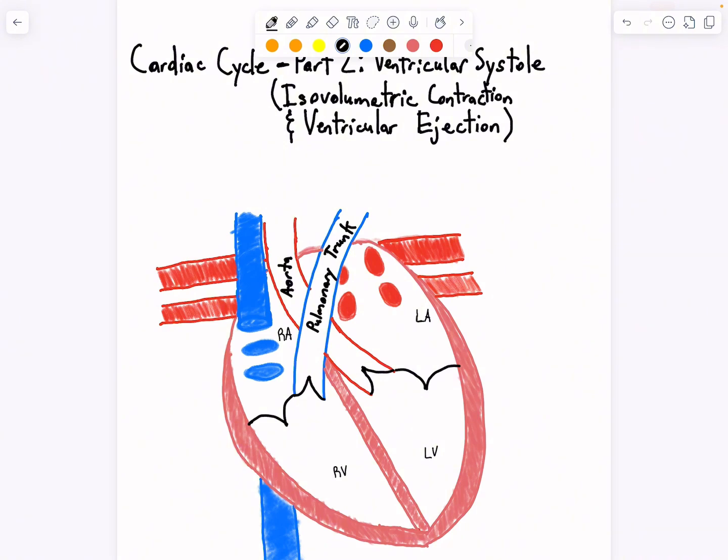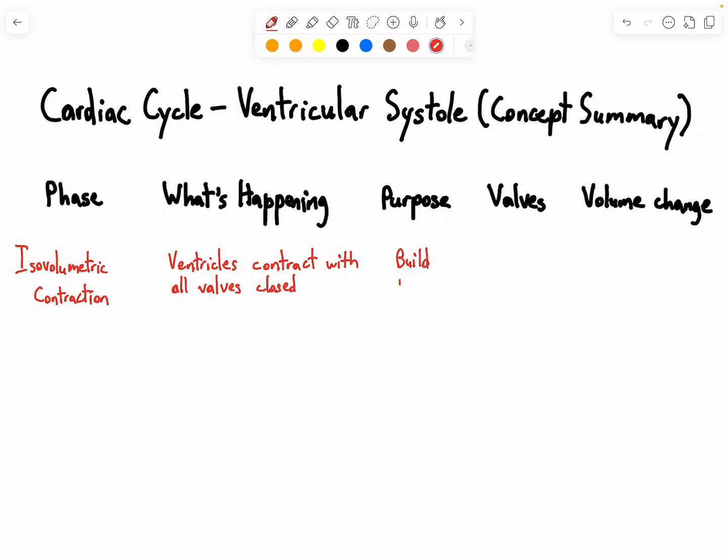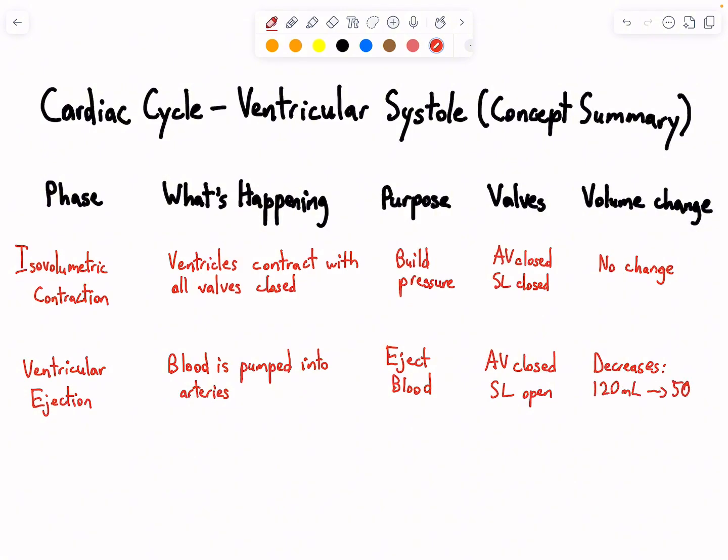Let's now review the main phases of ventricular systole. First, during isovolumetric contraction, the ventricles contract, but all valves stay closed. The pressure builds, but there is no volume change. Then comes ventricular ejection. The semilunar valves open, and blood is pumped into the arteries. Ventricular volume decreases from about 120 milliliters down to 50 milliliters, moving from end diastolic to end systolic volume.